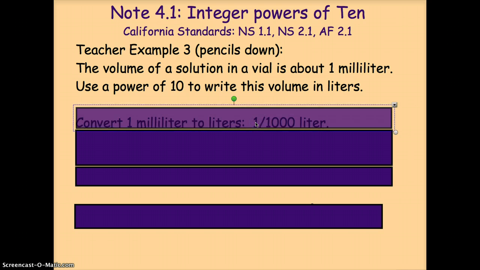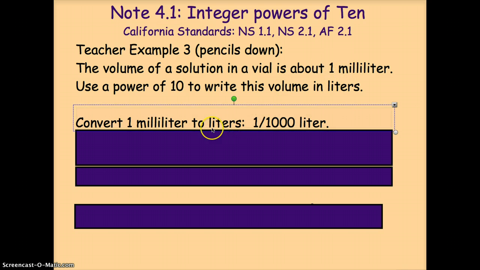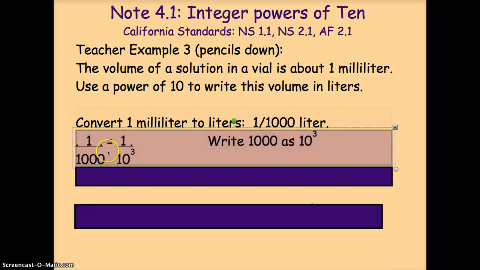But 1 milliliter, to turn into a liter, a milliliter is about a thousandth of a liter. Okay, there are 1,000 milliliters in a liter. So I have that conversion now. So I'm going from 1 to 1/1000th. I need to turn that into a power of 10, 1 over 10 to the third.